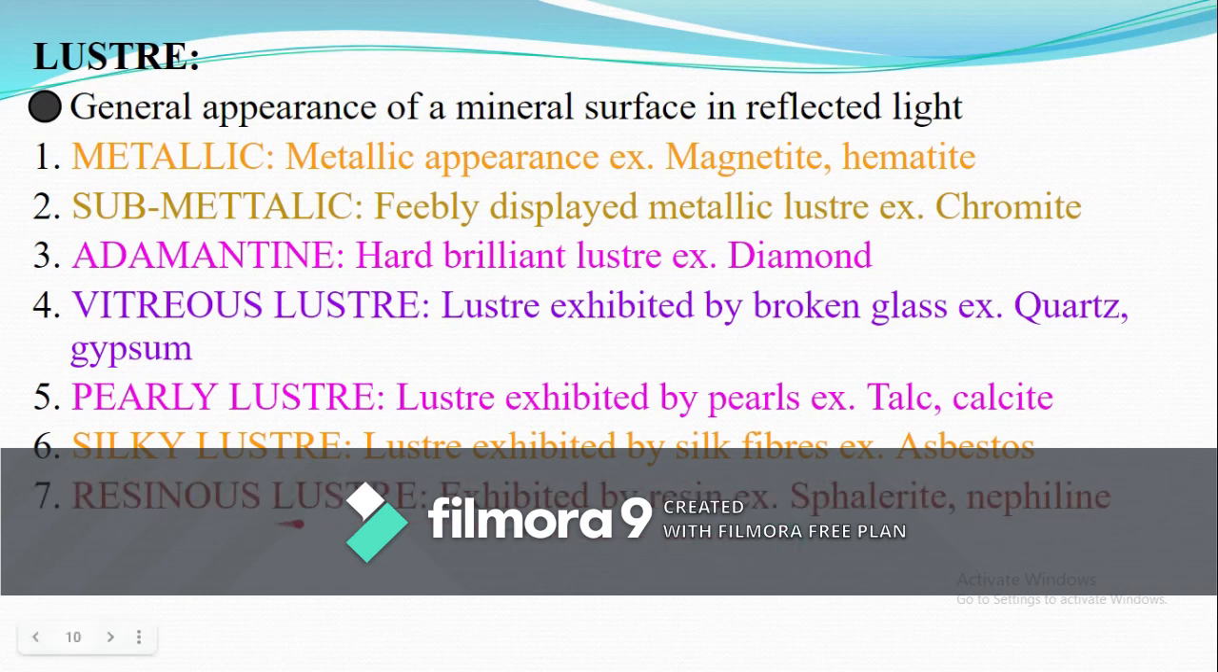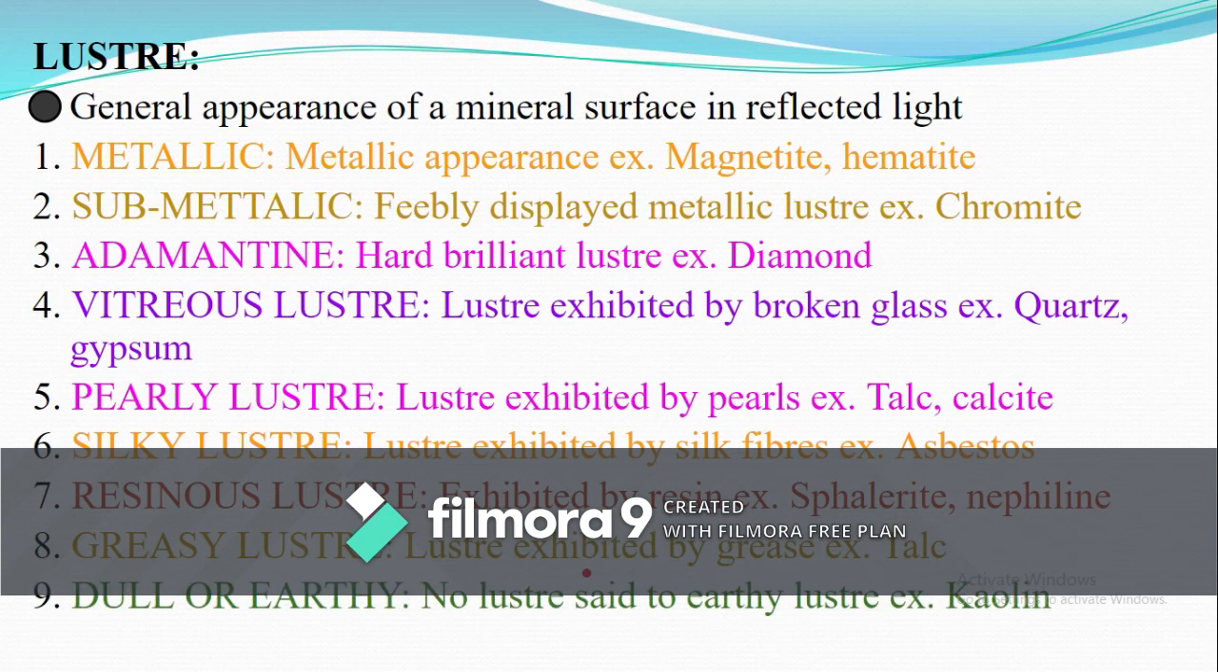Resinous shows like resins. Then greasy exhibits like grease. Then dull or earthy means no luster, like earthy material. You take the earth, it has no luster, no shining. Kaolin or bauxite is an example. One example, the bauxite mineral, is in your laboratory. Bauxite luster is earthy luster. These are important for practical classes. Then pearly luster, one example is mica. These are the different types of luster.